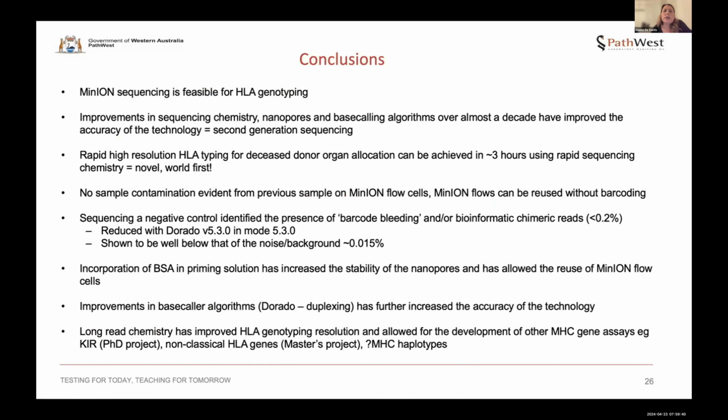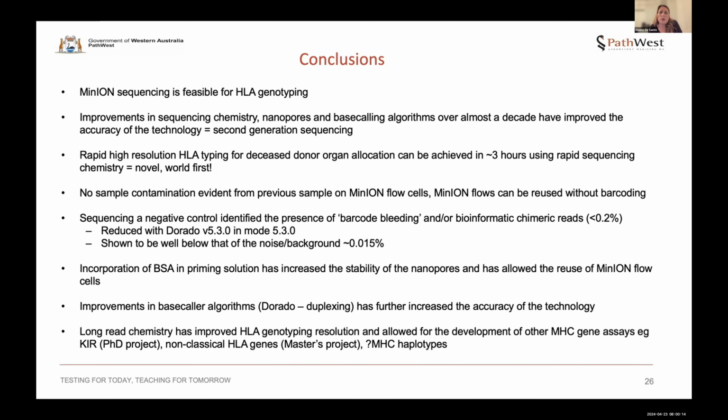So in conclusion, MinION sequencing is feasible for HLA genotyping. Improvements in sequencing chemistry, nanopores, and base calling algorithms over almost a decade have improved the accuracy of the technology and it has really become equal to second-generation sequencing. Rapid high-resolution HLA typing for deceased donor organ allocation can be achieved in just under 3 hours using the rapid sequencing chemistry, and that's novel and a world first. I'm not sure if anyone else is doing this.